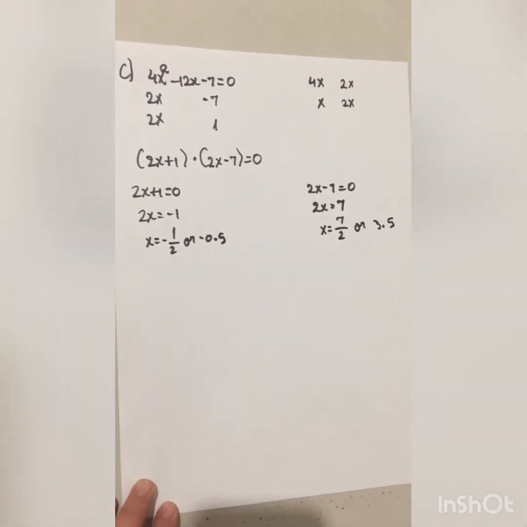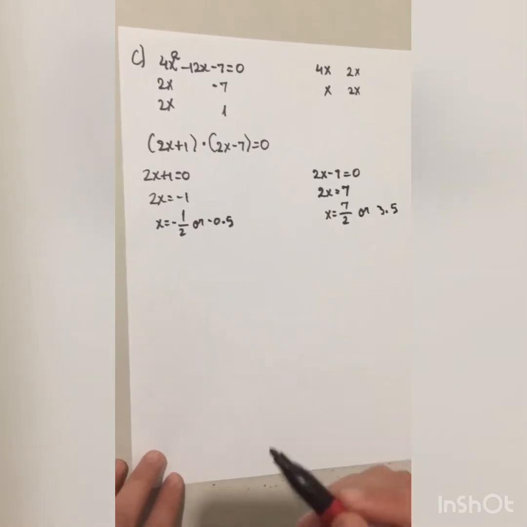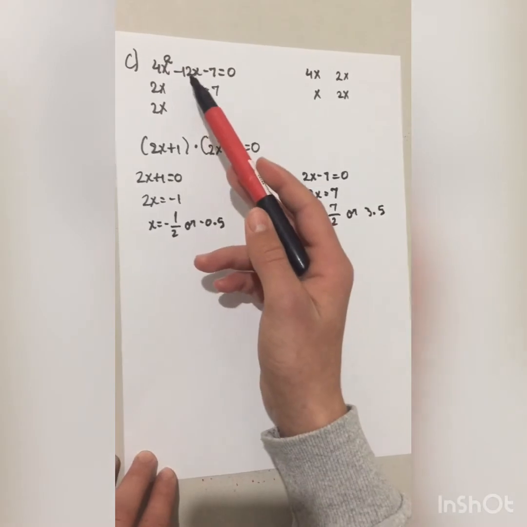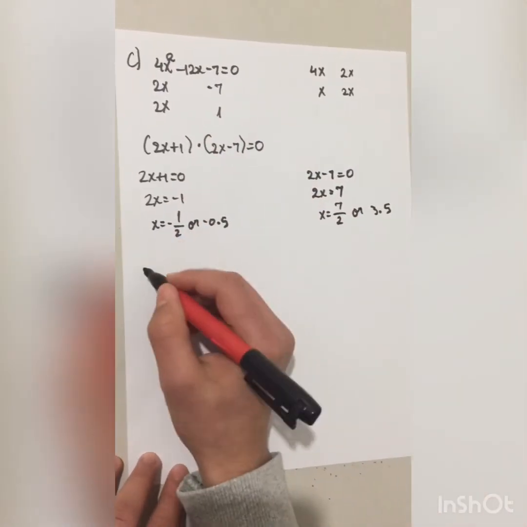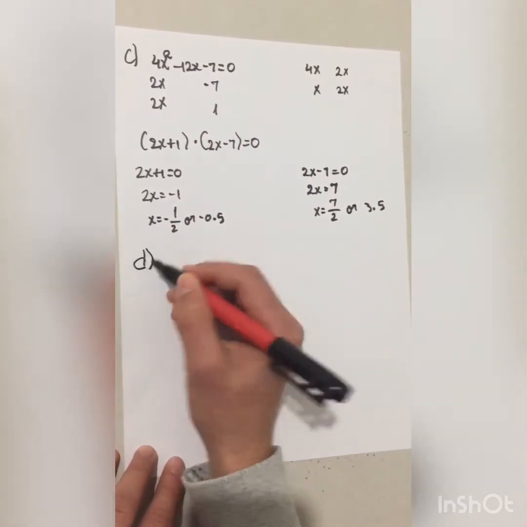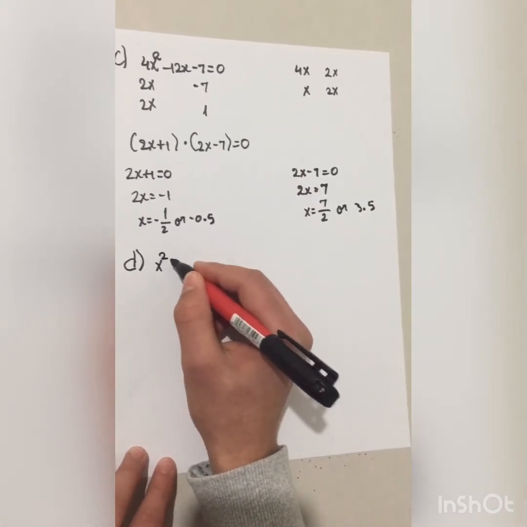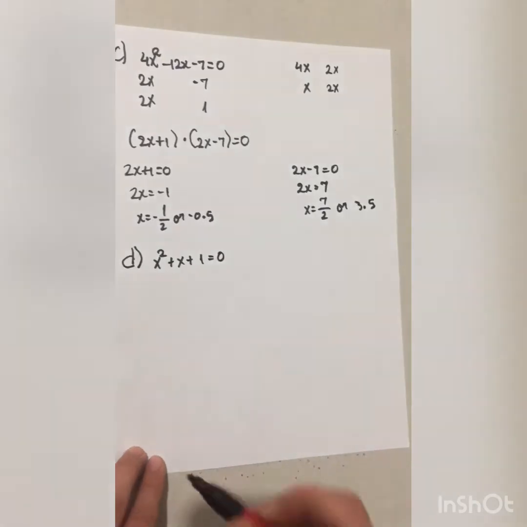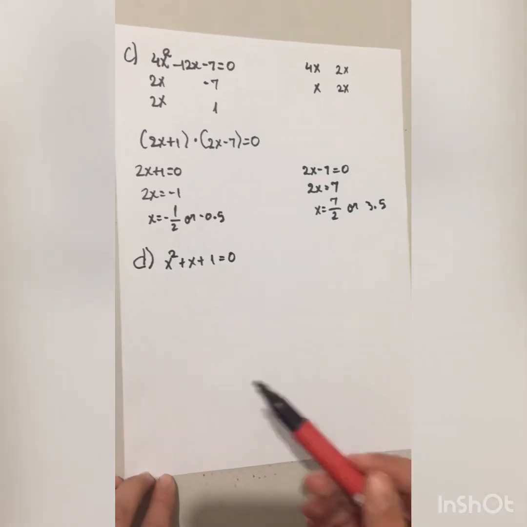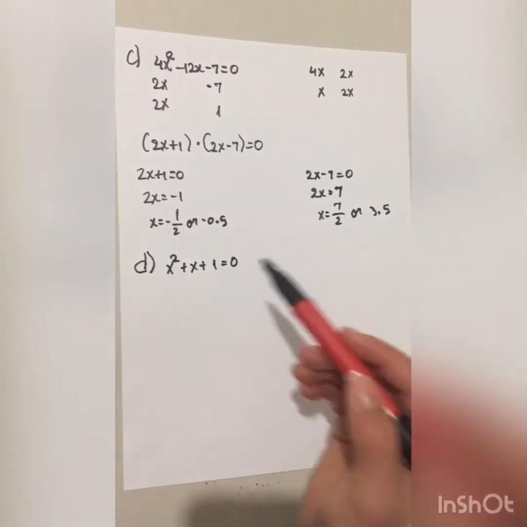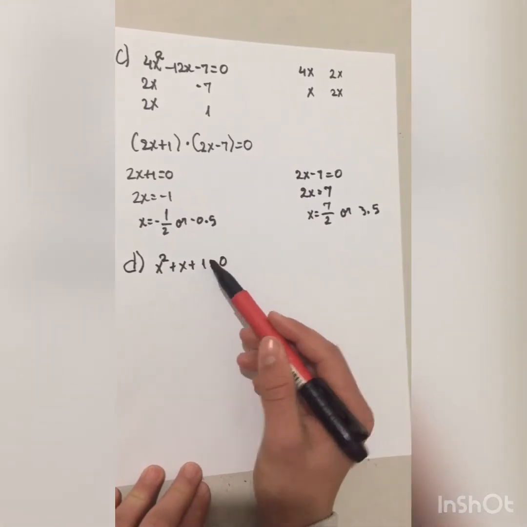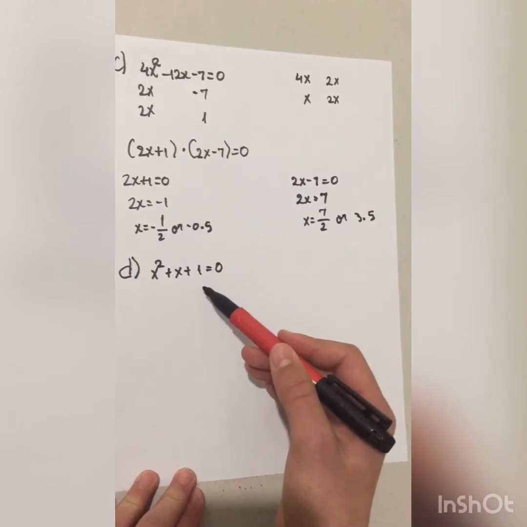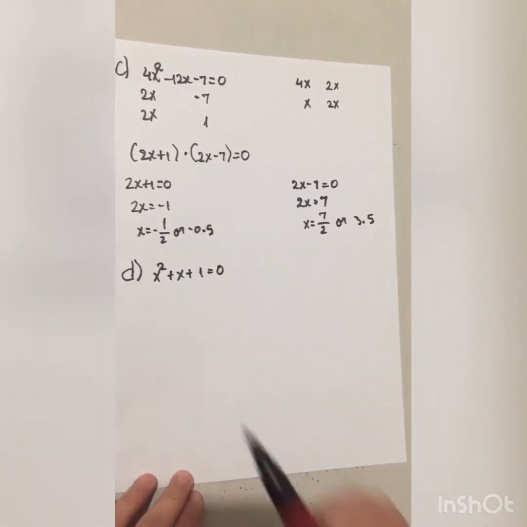Now we have other tasks that we are going to solve with other formulas, different formulas that can work too in this case. The task is number D. x squared plus x plus 1 equals 0. In this case, we cannot find two numbers that when we add give plus 1 and when we multiply give plus 1. So we use another formula.